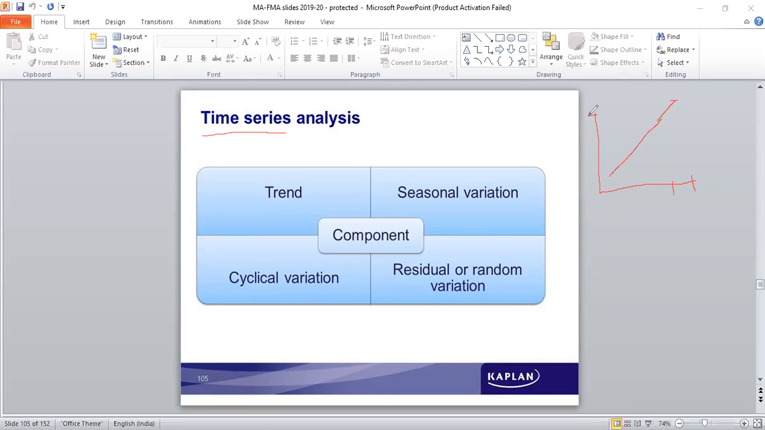Then, considering the seasonal variation: certain businesses have seasonal demand. All through the year, it would not be the same. So seasonal variations, cyclical variations, or any other random variations are also incorporated into this data, and then using this, the value for the future period is estimated. That is time series analysis.